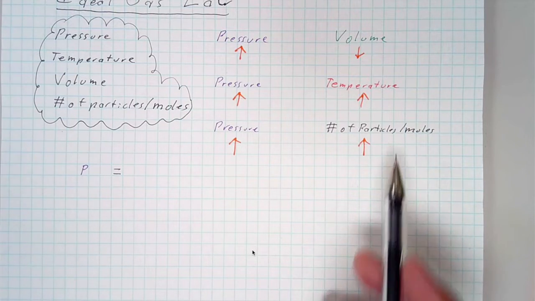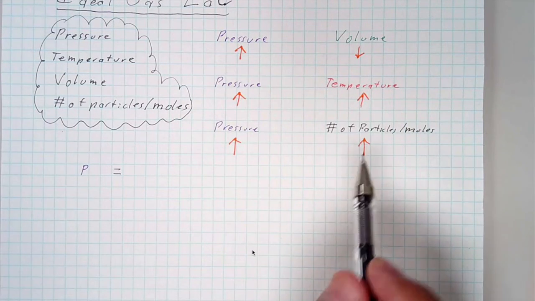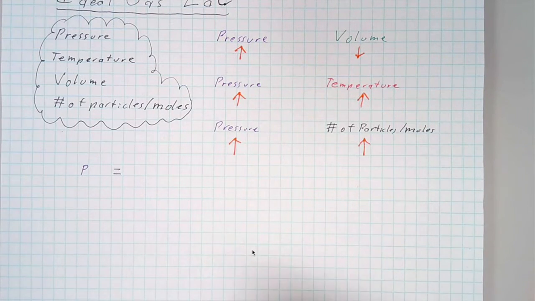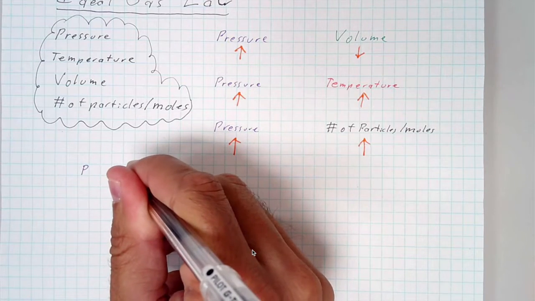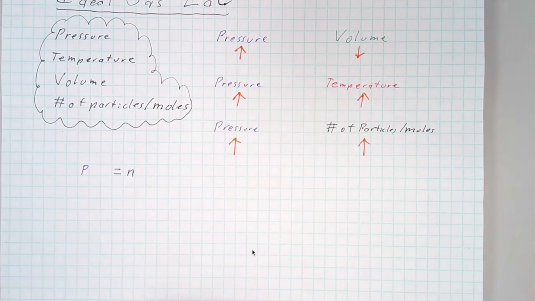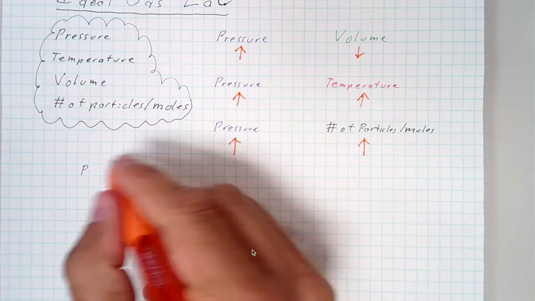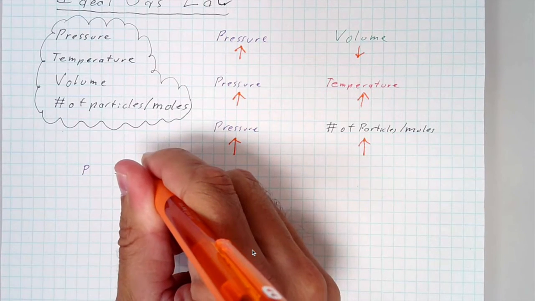We know it's proportional to the number of moles. So I'm going to say P is equal to n. And then the next thing we're going to add in there is a variation on Boltzmann's constant. If you remember Boltzmann's constant from a previous video, that was our K value. Well, now we're going to look at the ideal gas constant, which is symbolized with the letter R. So P, and then put an R there.